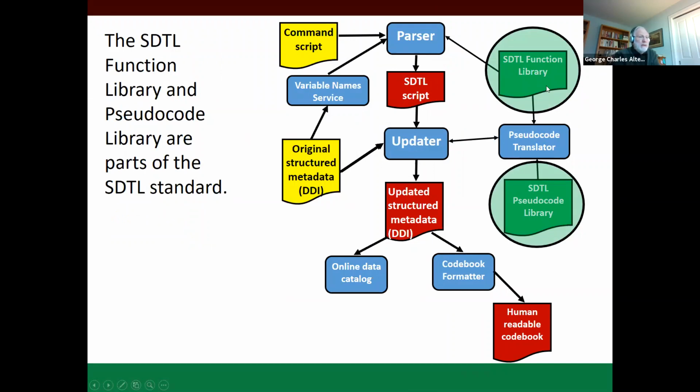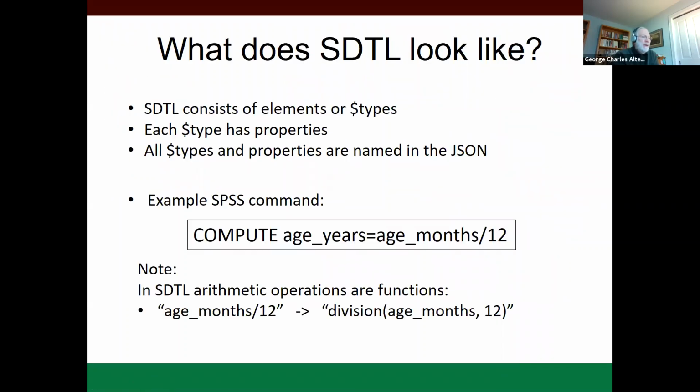These two things, the function library and the pseudocode library, are parts of the SDTL standard, which we'll talk about a little in a few minutes. Okay, so what does SDTL look like? SDTL consists of types, and each type has a property, and these properties are all named in the JSON file, which I'm going to show you in a second.